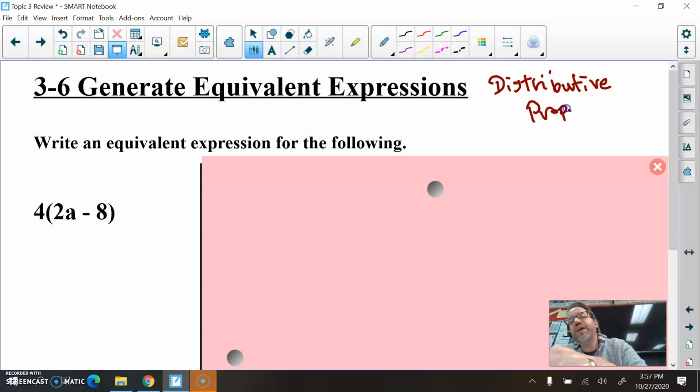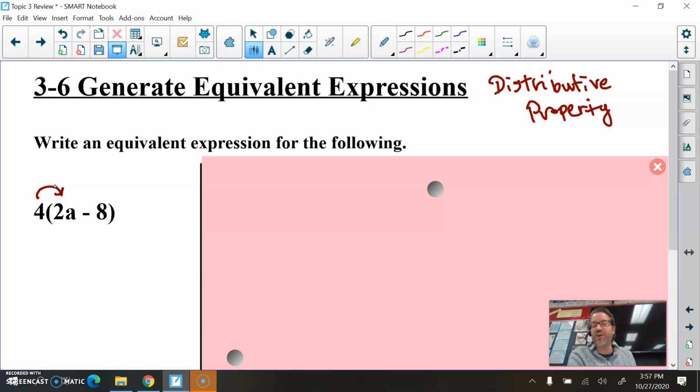And this is where we take the number out in front of these parentheses, out in front of this quantity, and we distribute it through like a mailman distributing the mail in the different mailboxes on his route. So we have to multiply 4 times both of these terms inside of this quantity. So we take 4 times 2a.